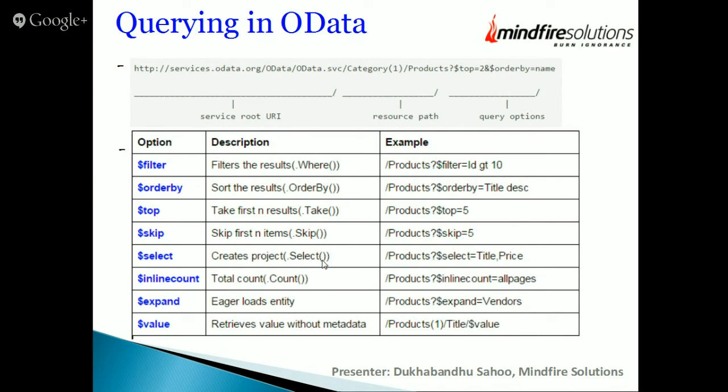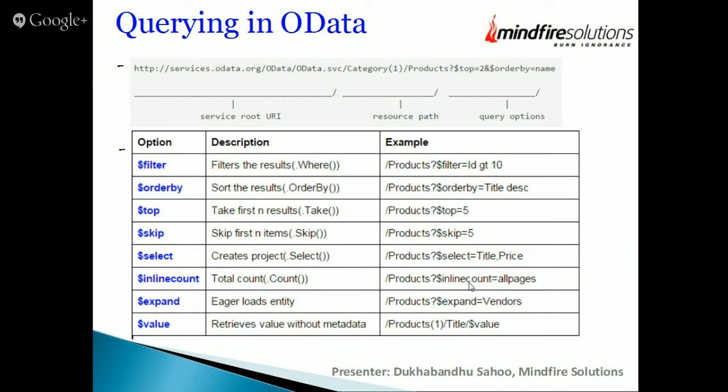$select is used for the projection. Like we don't want to bring all the properties of a particular entity, we can use projection. Like in this case I have given title and price, so for the product entities I want to bring only title and price. Similarly, inline count, so it is like count but it works in a different manner.